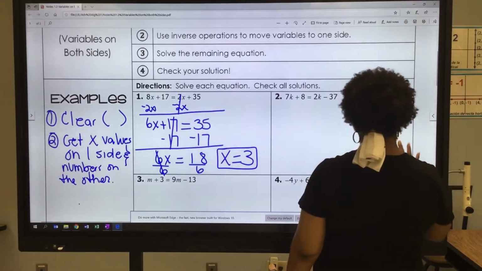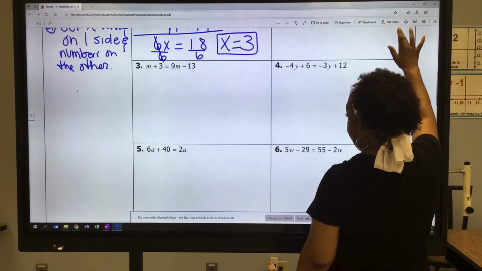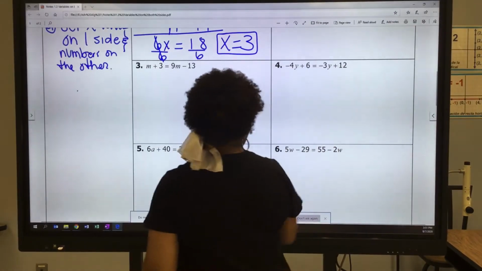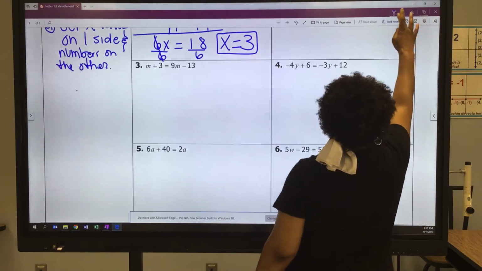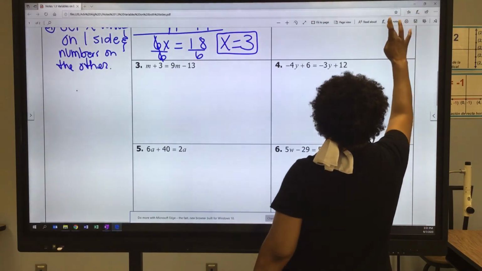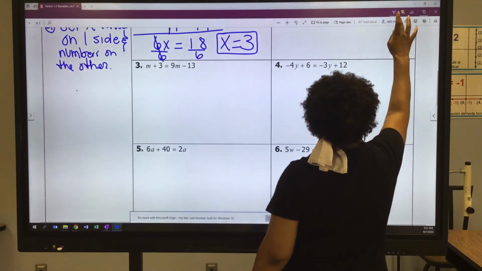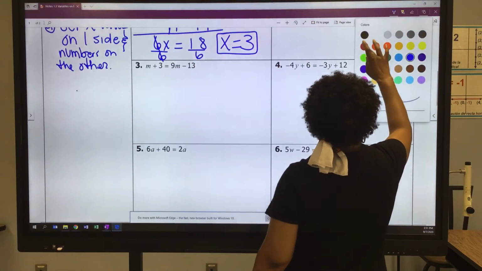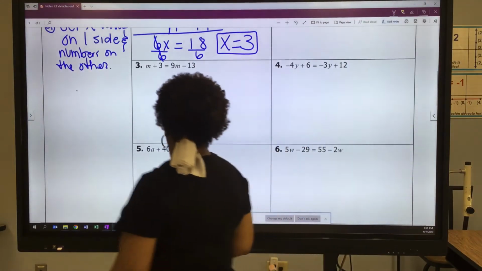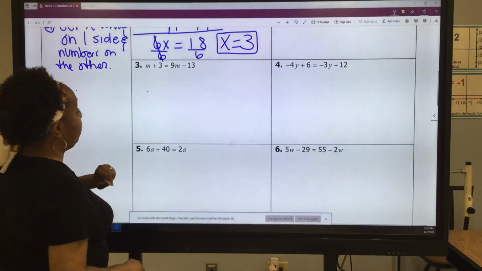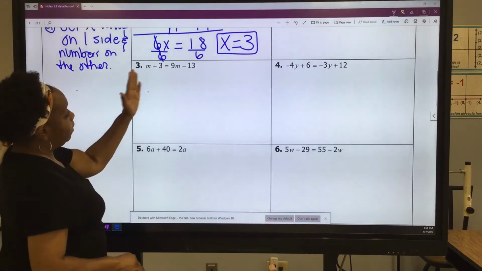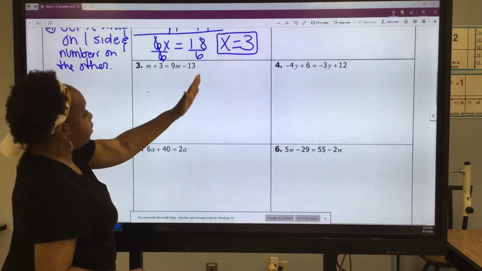Now I'm going to show you one more example. Let's take a look at the next problem. You did number 2, so let's look at number 3 right here. So I have m plus 3 equals 9m minus 13.